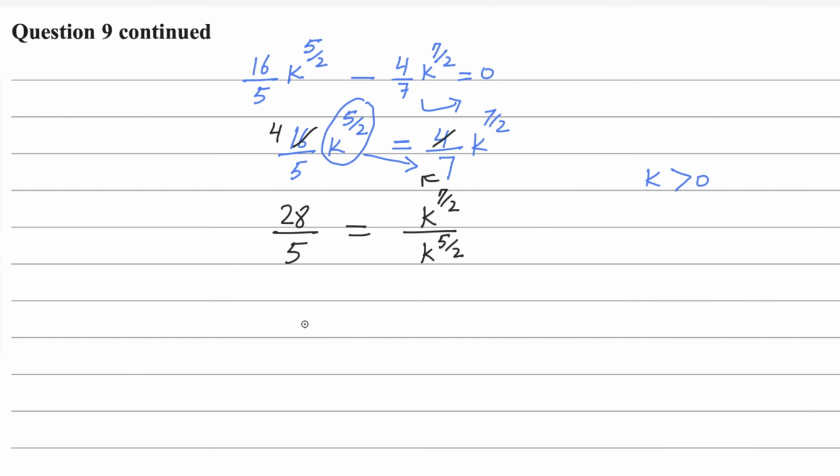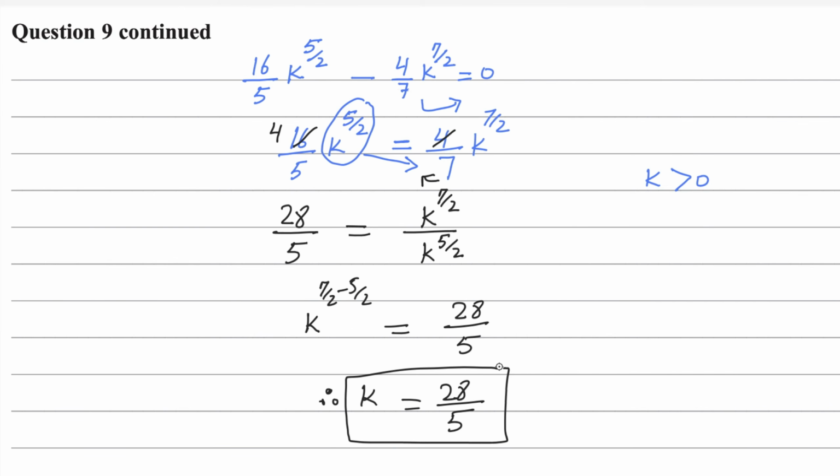Now the bases are the same, therefore we can subtract the powers. So 7 over 2 minus 5 over 2 is equal to 1. If you solve the power, the answer is 1, therefore the value of k will be equal to 28 over 5. So this is the required answer for the second part of question number 9. Question number 9 is done.